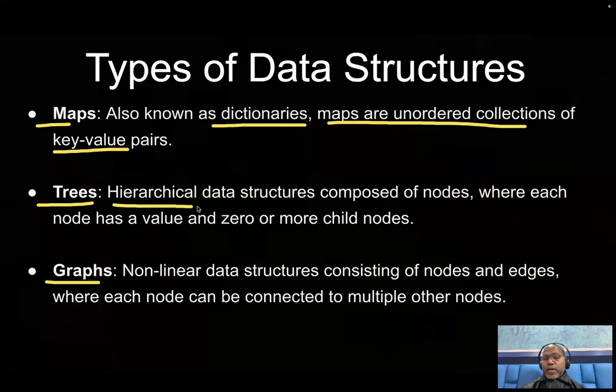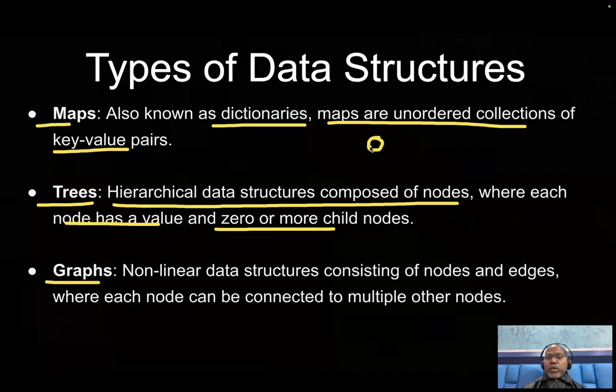A hierarchical data structure is composed of nodes, where a node has zero or more children. This is one element, then another element. They have two elements, then another element, and another. This is the kind of data structure also known as a tree data structure.